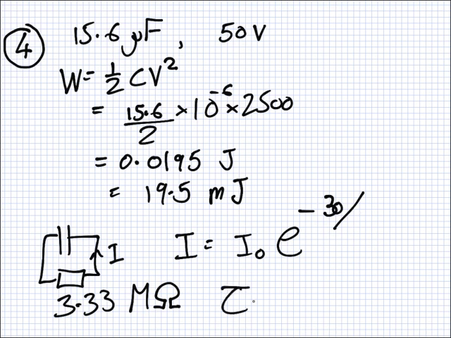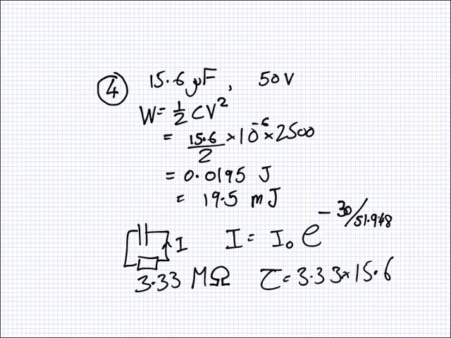Let's just put it here. Tau is 3.33 times 10 to the 6 times 15.6 times 10 to the minus 6, because the mega and the micro cancel. So what's 3.33 times 15.6? 51.95948. So our problem is we need to get I0.